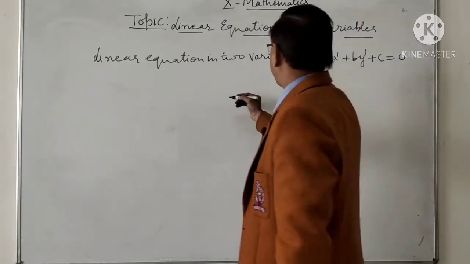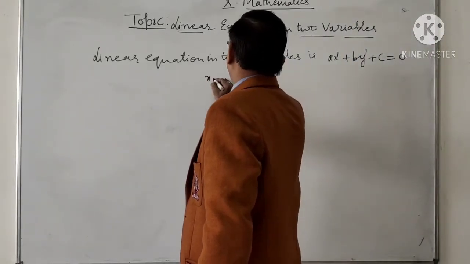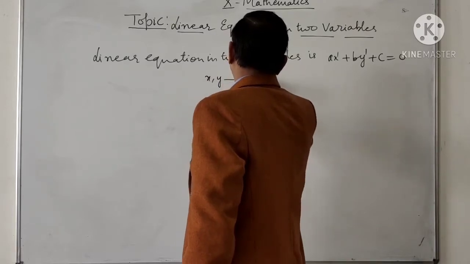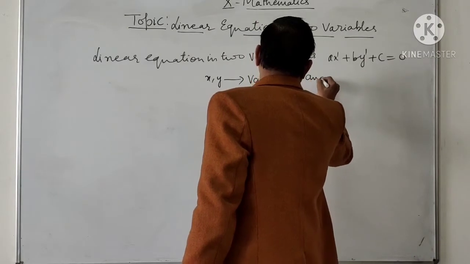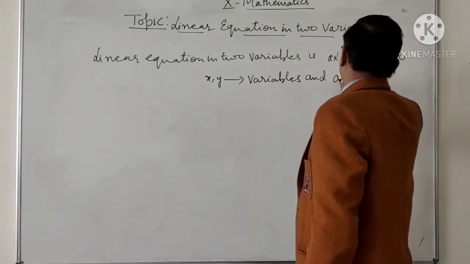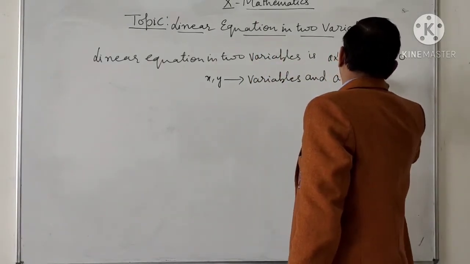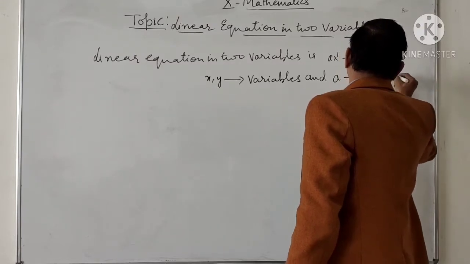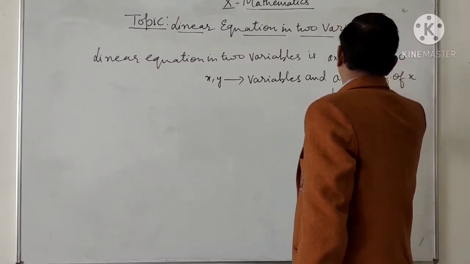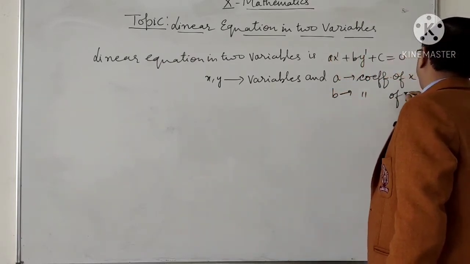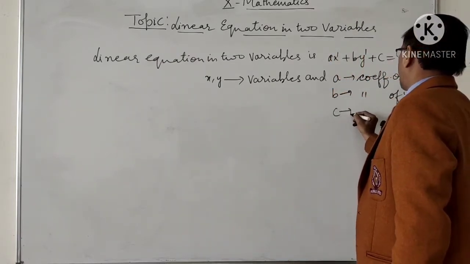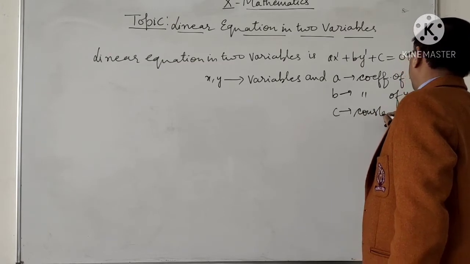And a, b, c are the constants. x and y are the variables, and a is the coefficient of x, b is the coefficient of y, and c is a constant term.